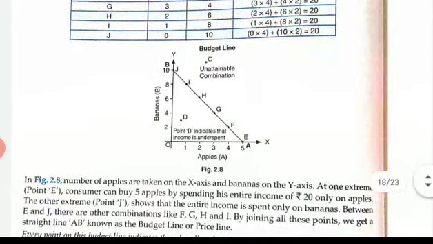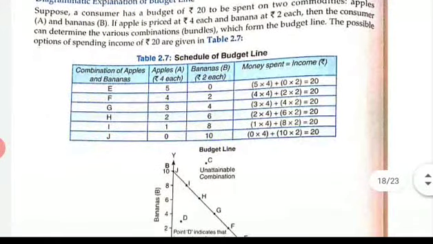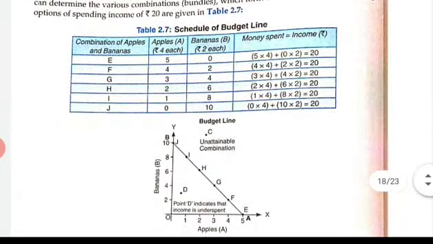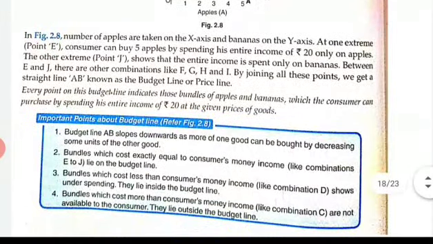So this is the diagrammatic presentation of the budget line. This is a schedule with various combinations of apple and banana. Apple is at rupees 4 each, banana is rupees 2 each, and with the money income given we get a budget line. This entire area is the budget set. The budget set will include point D and point C also, whereas the budget line will include points like J, I, H, G, E, F. So that is the difference between the budget set and the budget line.